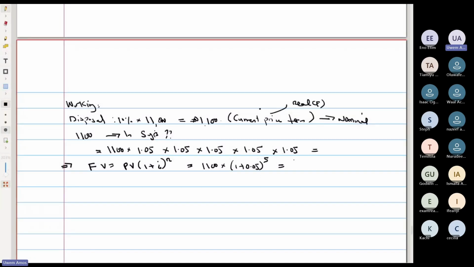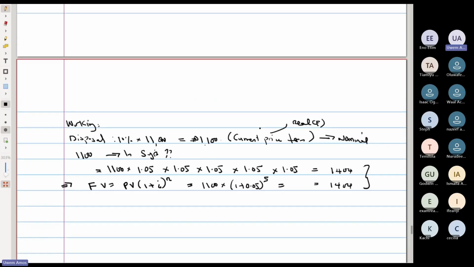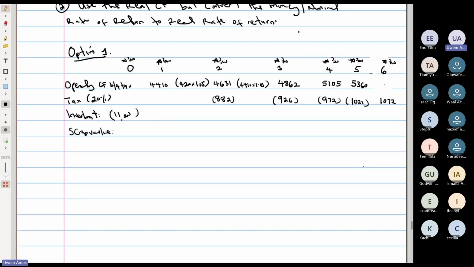What do you guys have, please? Who has done it? 1404. 1404. So whichever method you use, our scrap value in year 5, which is the end of the project, we only have it in year 6 because of tax, is 1404. Is there any question on the scrap value or anything up to this point?